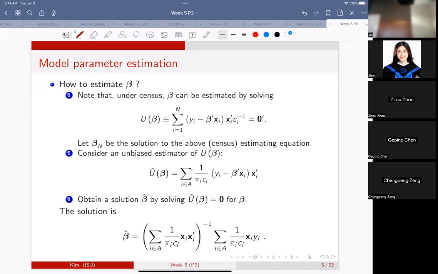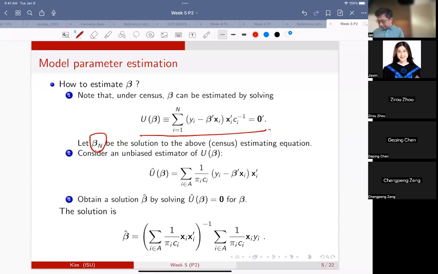In that case, I know what to do, right? Because the population is nothing but an IID type sample. So that is my estimator, I mean equation, the estimating equation. I solve this for beta to get beta hat, and to distinguish it from beta hat, we can call this beta_n, subscript n, to emphasize that it is based on the census.